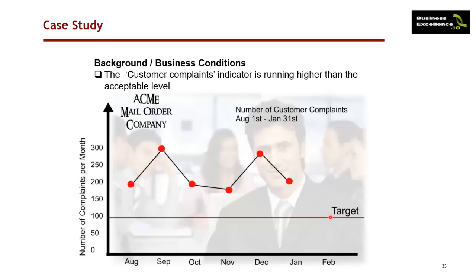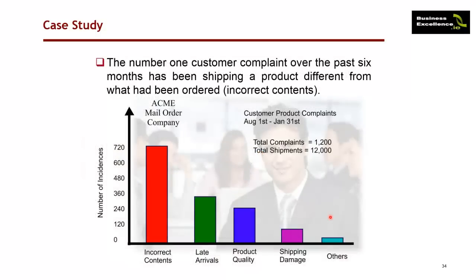We could try and resolve this problem and look at all of the customer complaints that are out there, but because there's such a broad range of customer complaints, it might make sense to focus in on a specific number of complaints. In this particular graph, what we've actually shown is the different types of customer complaints that this company is experiencing.